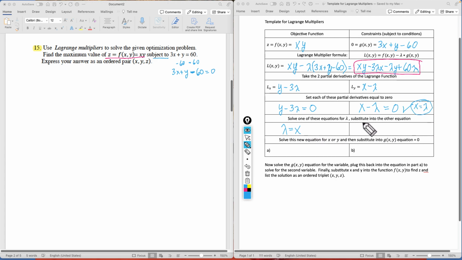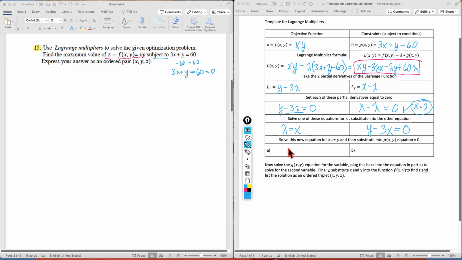So I've used this one to solve for lambda. What I'm going to do is then substitute into the other equation, which is this one here. We're going to put x in for lambda. So this part, y minus 3 lambda, right? But lambda is x, so this becomes y minus 3x equals 0. This is the full equation. Okay, but still we've got x and y.